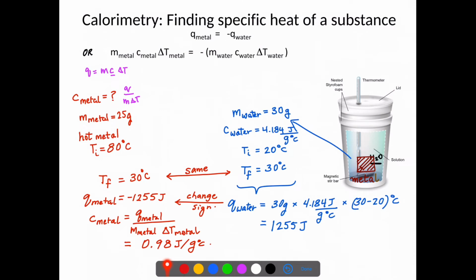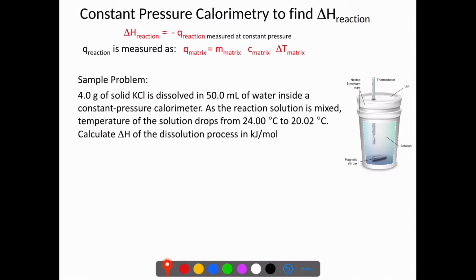Moving on to another use of calorimetry. Calorimetry can also be used to find the delta H or the enthalpy change of a reaction. Recall that delta H is Q at constant pressure. So if you were able to measure the heat released or absorbed in a reaction at constant pressure, basically what you're measuring is delta H of the reaction.